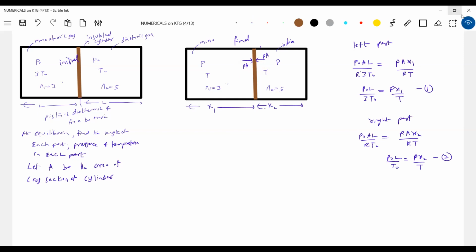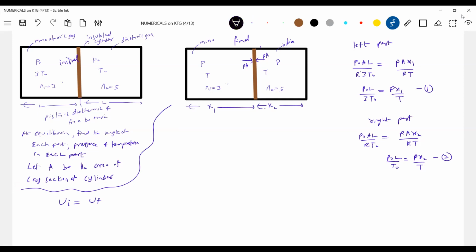Okay, how many unknowns are there? P, T, X1, X2, 4 unknowns are there. So what to do now? We'll go for the energy idea. Initial energy should be equal to final energy.